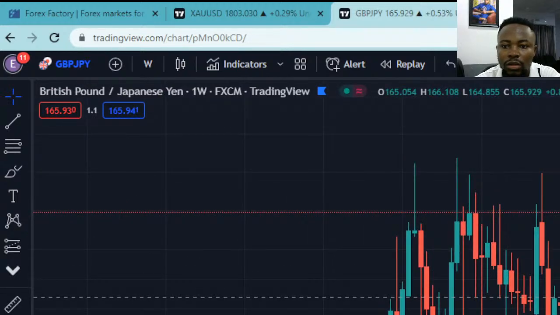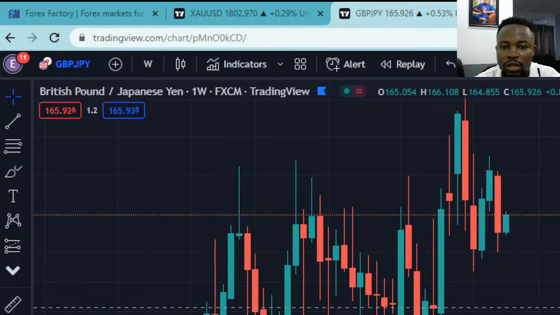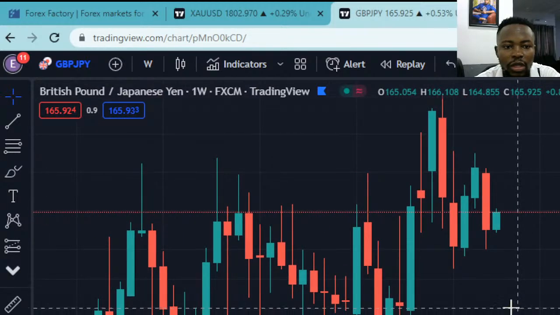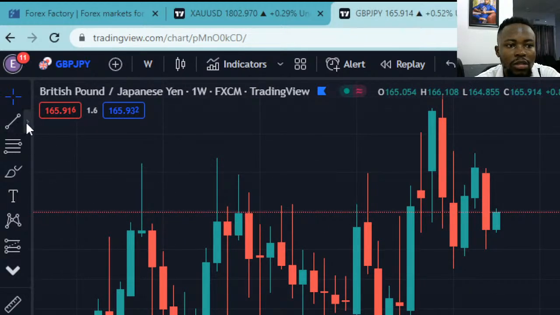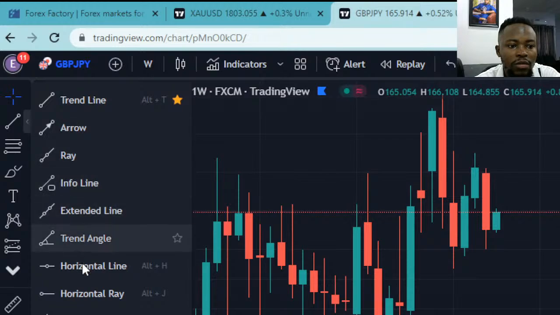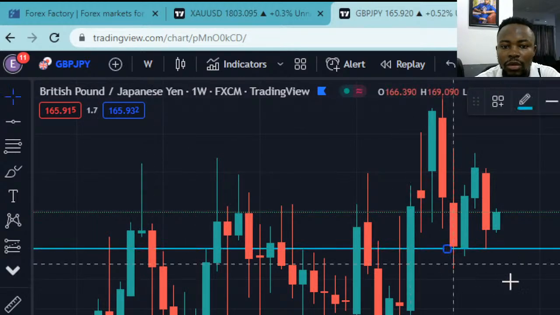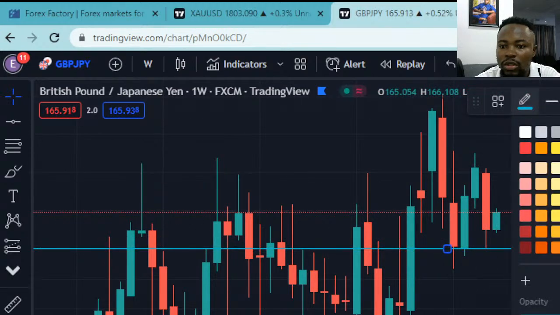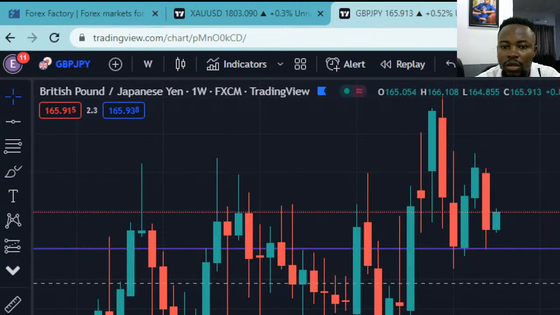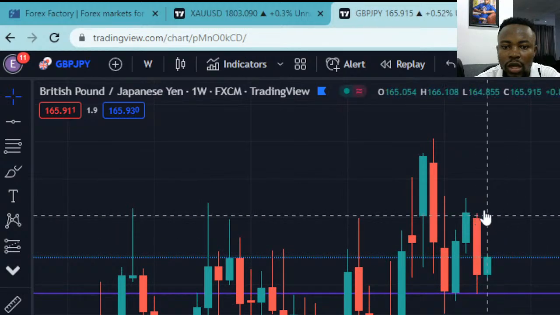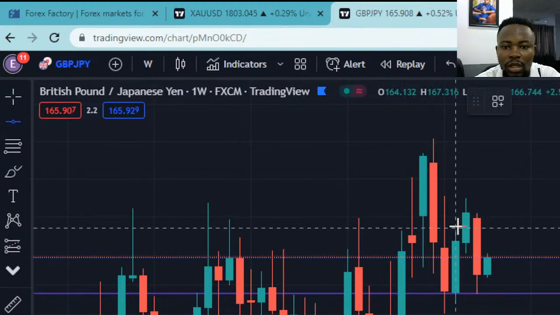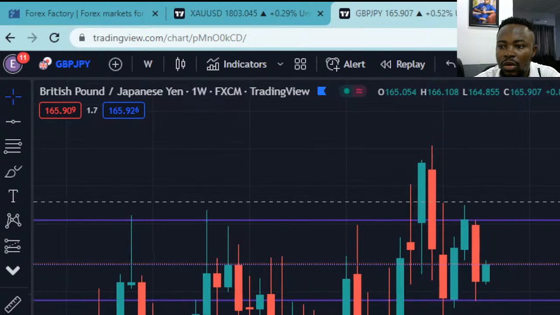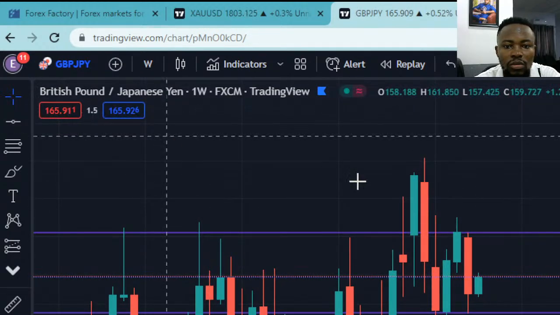So GJ is in a very tough range on the weekly, right? But we could identify that we have a support here. Let's use purple as our support line on the weekly, and we also have a resistance at 168,192.